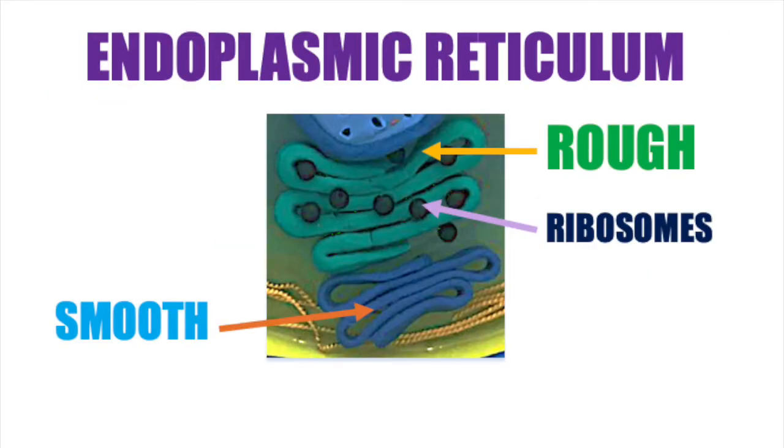Endoplasmic reticulum and ribosomes. The endoplasmic reticulum's job is to transport proteins. There are two types of endoplasmic reticulum, rough endoplasmic reticulum and smooth endoplasmic reticulum. The difference is that the rough endoplasmic reticulum has ribosomes attached to it, and the smooth endoplasmic reticulum doesn't. Ribosomes produce proteins so they can later be transported by the endoplasmic reticulum. These two organelles work together.